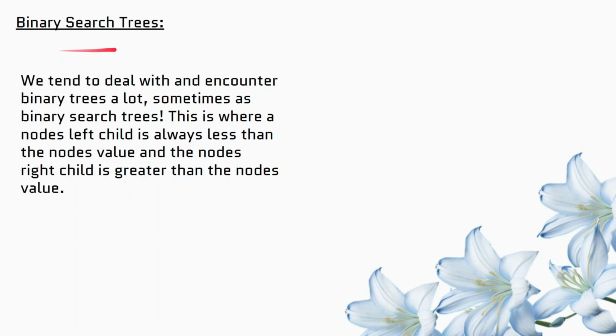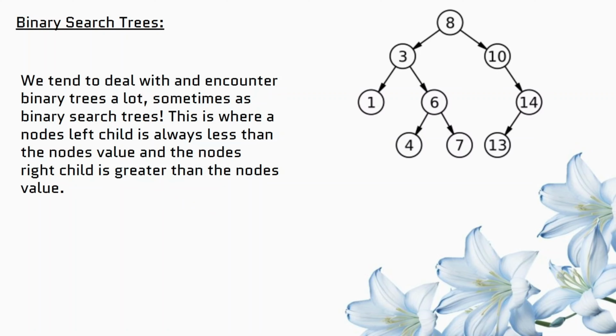So what are binary search trees? Well, they are a particular type of binary tree where you have a key rule that you have to follow, where the left child of a node is always less than the node's value, and the right child is greater than the node's value. And here's a binary search tree. Here's an example. And this is the type of tree that we deal with a lot if we want to easily traverse down it, and if we're dealing with data that can be sorted in this way.